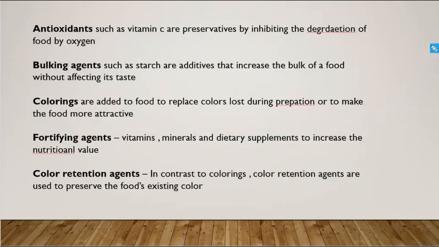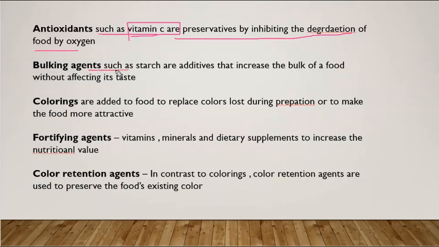The next one is antioxidants. For example, vitamin C acts as a preservative by inhibiting the degradation of food by oxygen. When food is kept out in the air for a longer time, the taste and also the appearance of the food change. So adding antioxidants like vitamin C can help avoid those situations.